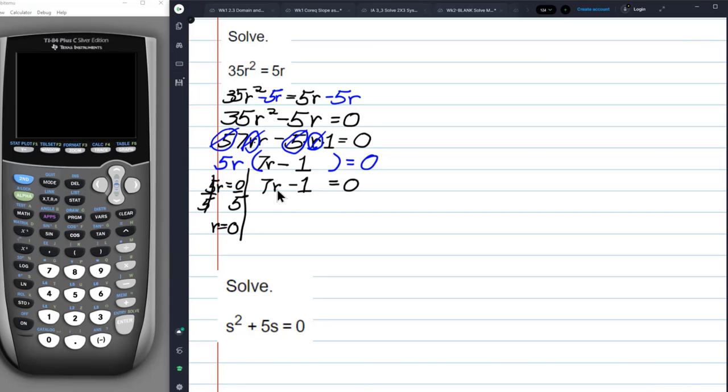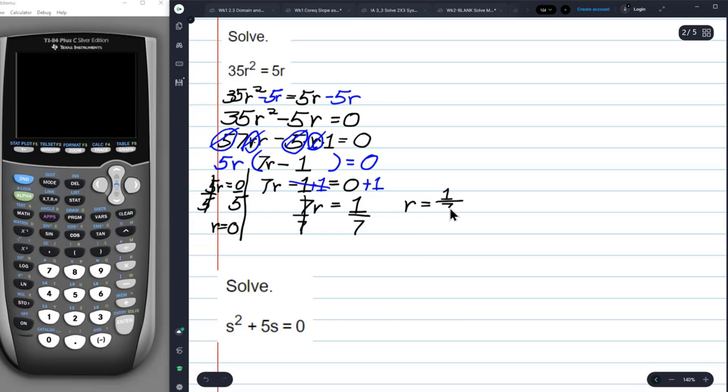And now 7R minus 1 equals 0. The first thing I'll do is add a 1. Okay, negative 1 plus 1 is 0. I'm left with 7R equals 1. Divide by 7. Divide by 7. And so R equals 1/7. That's a fraction. It's rational. So it's okay. And our solutions are R equals 0 and 1/7.